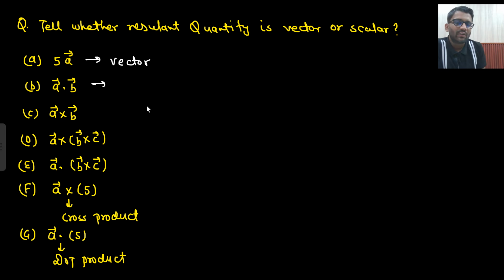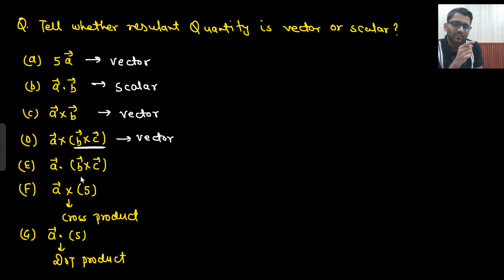Now, a dot product will always give you a scalar quantity, and a cross product will always give you a vector quantity. Here is a vector B cross a vector C. A vector cross product with a vector gives a vector only. Here is a vector dot product with a vector. What will it give you? A scalar. Again repeating: vector dot product with vector gives a scalar.